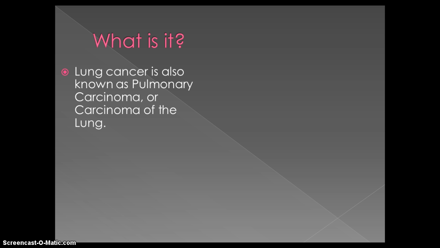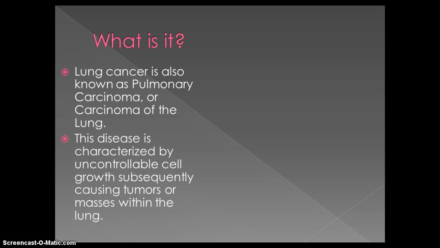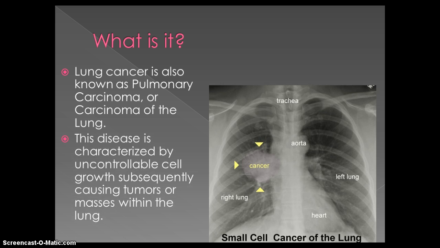What exactly is lung cancer? Lung cancer is also known as pulmonary carcinoma or carcinoma of the lung. The disease is characterized by uncontrollable cell growth, subsequently causing tumors or masses within the lungs. And this here is just an x-ray of a mass within, looks like, the right lung. You can see the cancer is highlighted.